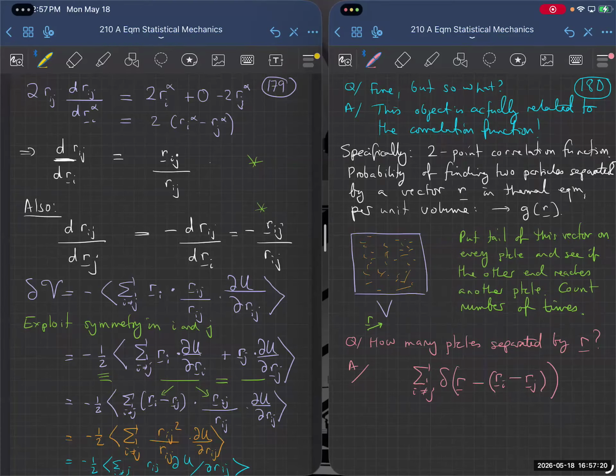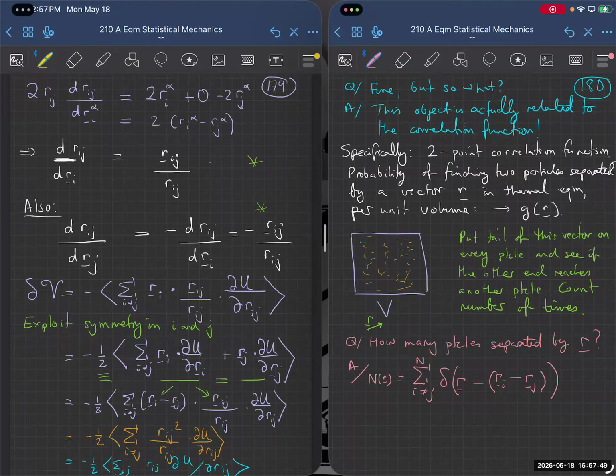And if I stick a delta function around that and sum from 1 up to n, then that's going to count the number of particles separated. So this number, if you want, is equal to this. So the idea is that the delta function is equal to 0 unless the two particles are separated by the right amount, in which case it is a 1, or an infinity if I'm averaging.